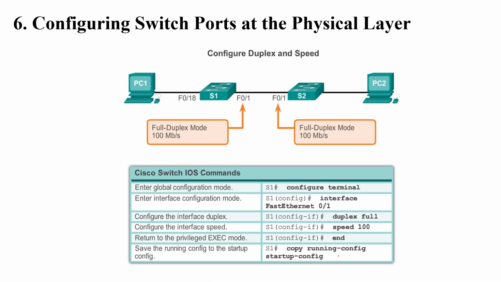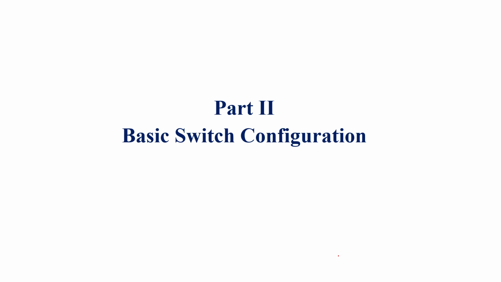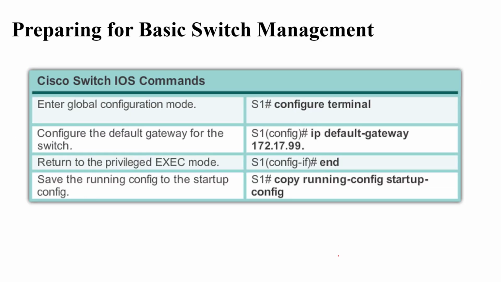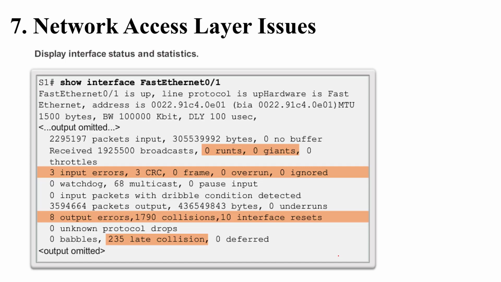So the second part of this lecture was about the basic switch configuration. Now let me go to the third part of this lecture. The third part is issues and problems, layer 2 and layer 3 issues. What does that mean?